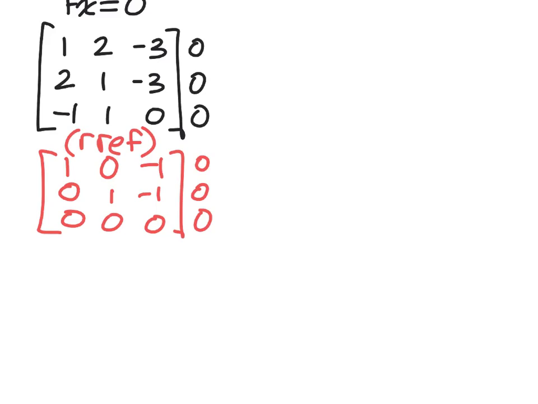So anyway, we have x1 minus x3 equals 0.